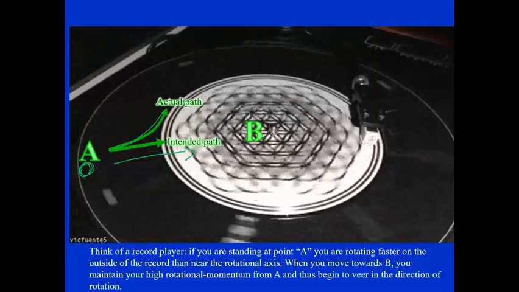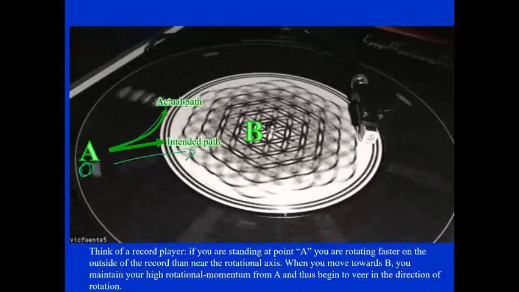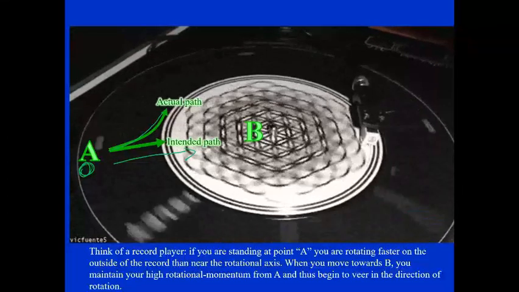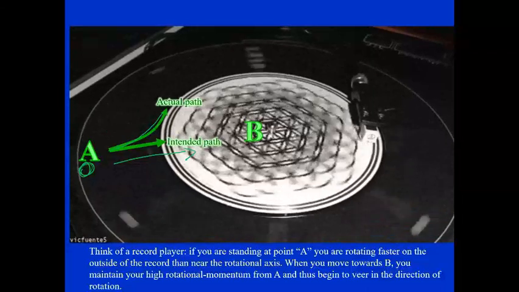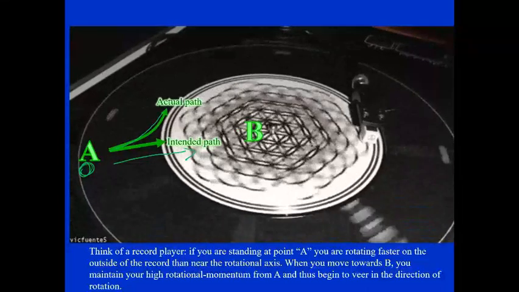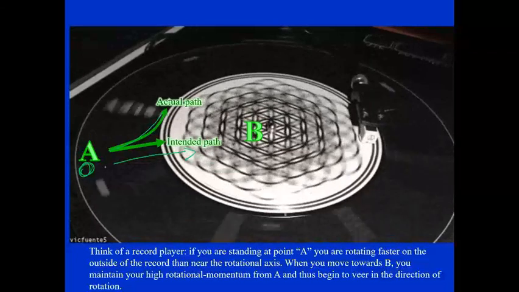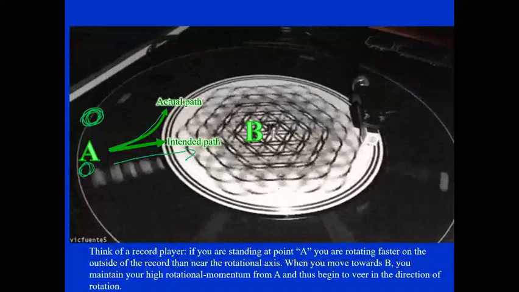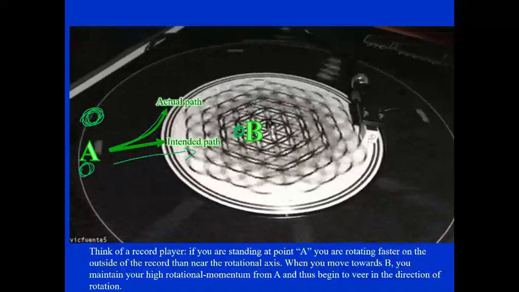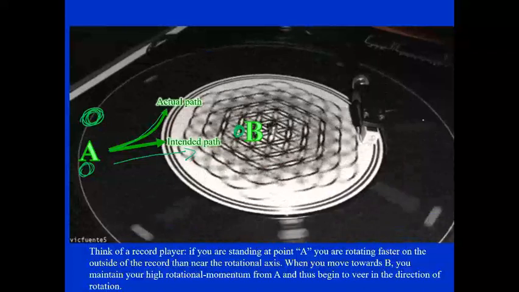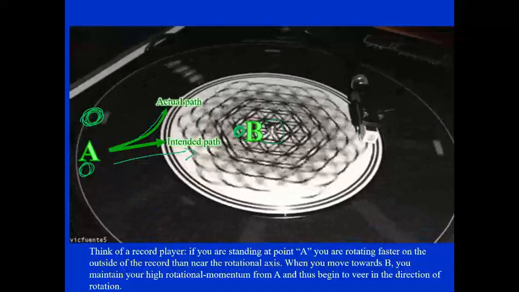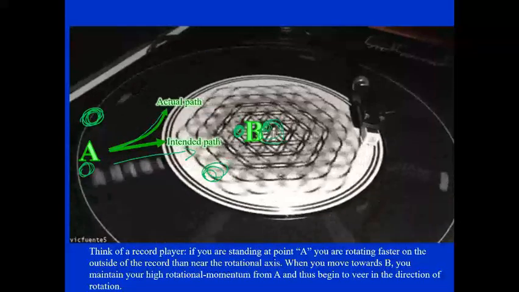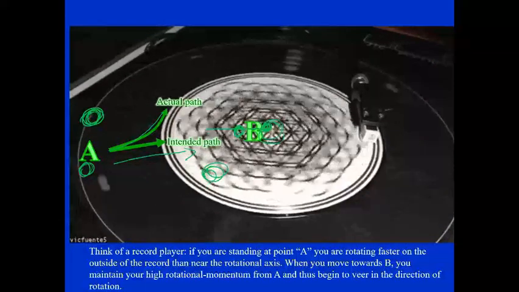And the reason that you would veer off to the left, now of course if you're just walking this might not happen, but if you were maybe a ball rolling, it would. The reason you veer off to the left is because you conserve the rotational momentum from point A. Notice that out on the outside of the record you're moving a lot faster than if you were near the rotational axis. You can see the pattern more easily right here than right here, because it's moving much more slowly near the rotational axis than it is out here.